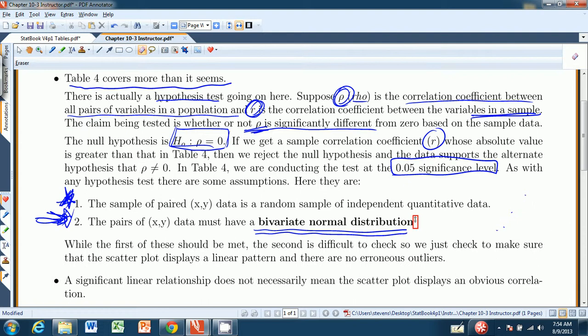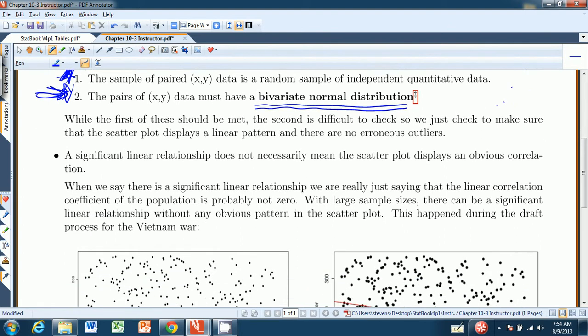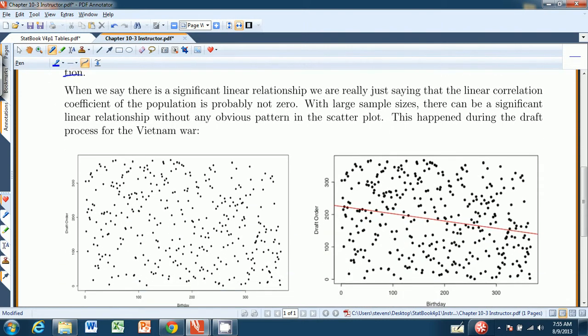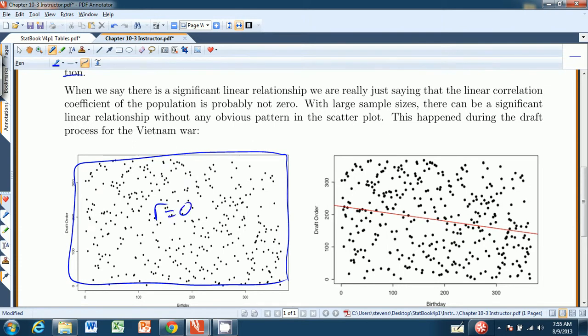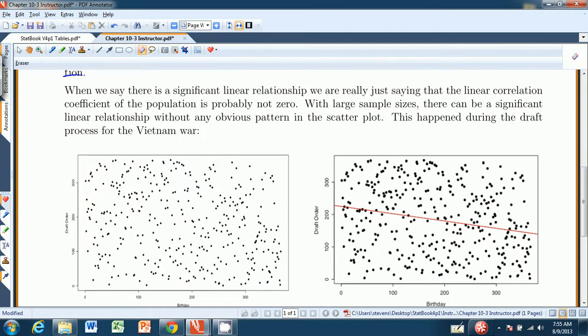And then another thing worth noting is that a significant linear relationship does not necessarily mean the scatter plot displays an obvious correlation. And what I mean by that is this scatter plot, and I'll get into in a second what it is. This scatter plot here, it looks as random as can be, right? It looks like r should equal 0. It doesn't look like there's any linear correlation. But because the sample size is so large, there is a linear correlation coefficient that is in fact significant.